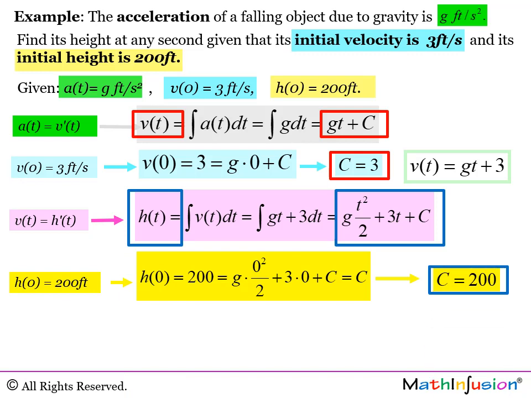Let's now substitute the 200 for the c in h to get the height. The height at any time t is given by g times t to the power of 2 over 2 plus 3 times t plus 200 feet.